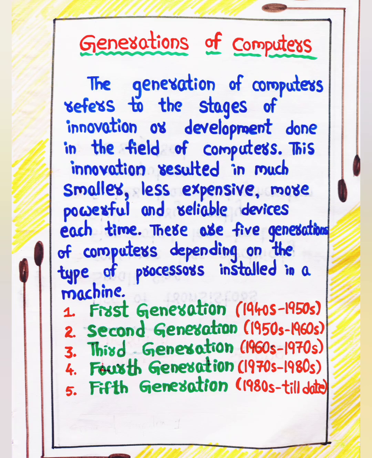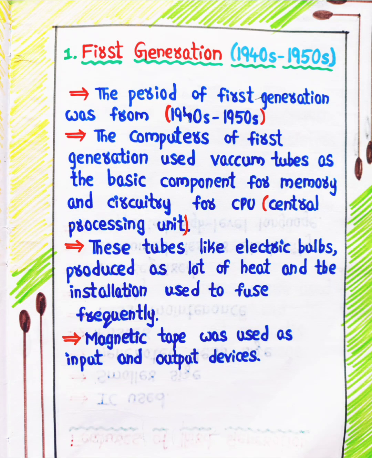First generation: 1940s to 1950s. Second generation: 1950s to 1960s. Third generation: 1960s to 1970s. Fourth generation: 1970s to 1980s. Fifth generation: 1980s till date.